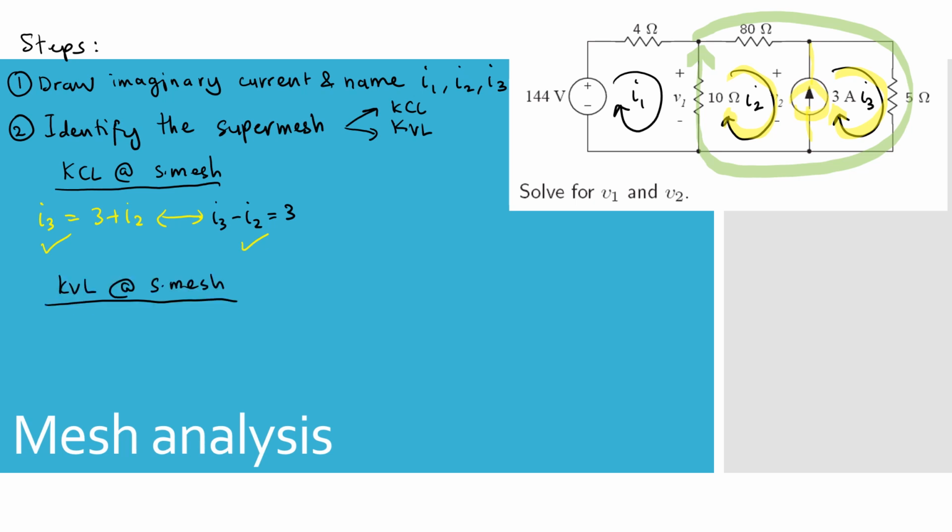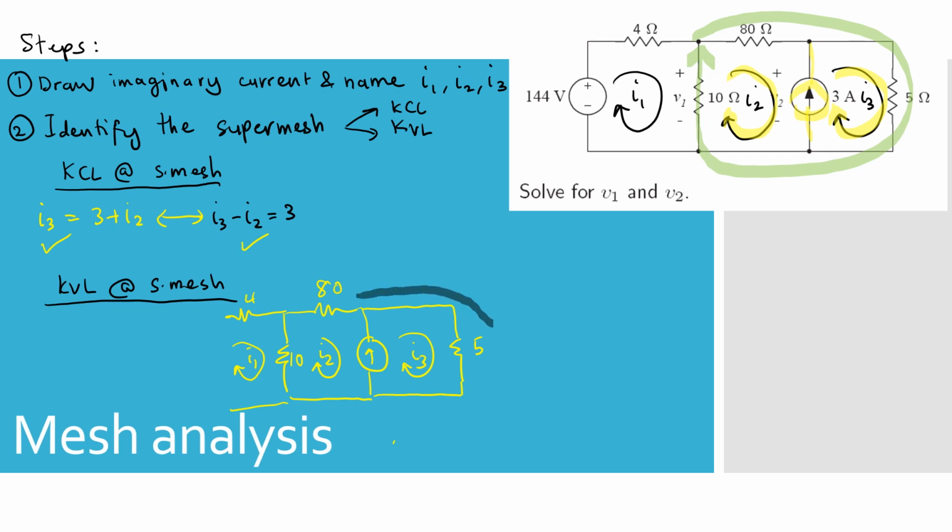Okay, next we need to build up KVL at the supermesh. By looking at the figure on the right side here, the supermesh boundary includes these two loops, right? So maybe we can start at this 10 ohms. Since the 10 ohms here is shared between two imaginary currents, which are I2 and I1, what should you do? You need to include both. So voltage is equal to IR, right?